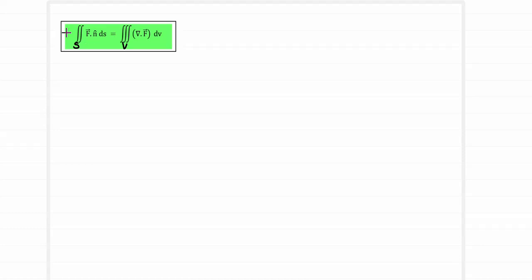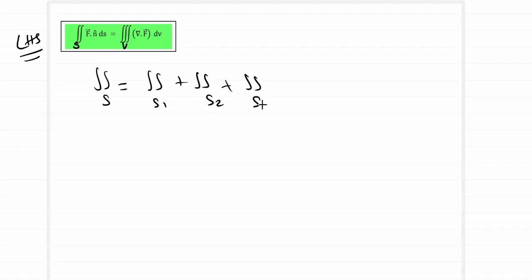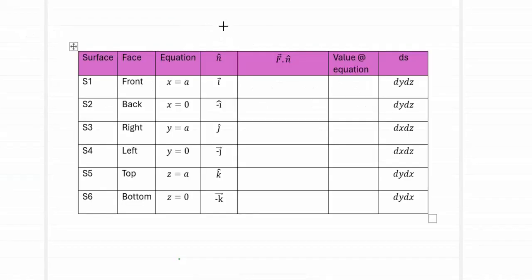So now what is going to be my left hand side? My left hand side is nothing but the double integral over S of f dot n cap ds. This double integral over S, I am integrating into 6 different parts: S1, S2, S3, S4, S5 and S6. Okay, so now let us put it over here. What is my F vector? My F vector is x square i vector plus y square j vector plus z square k vector.